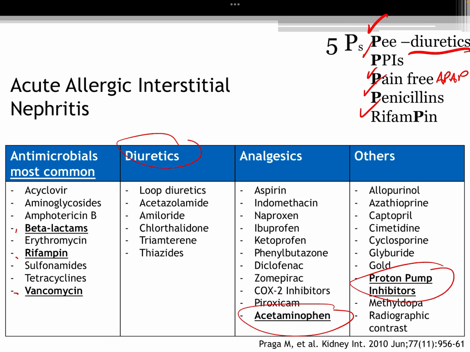Now, why is this important? Or let me just say, there are a multitude of factors that can cause acute interstitial nephritis. I want you to focus on these few because they are the most common, but it can be anything from a patient changing their detergent to an agent like this. But I want you guys to note these.